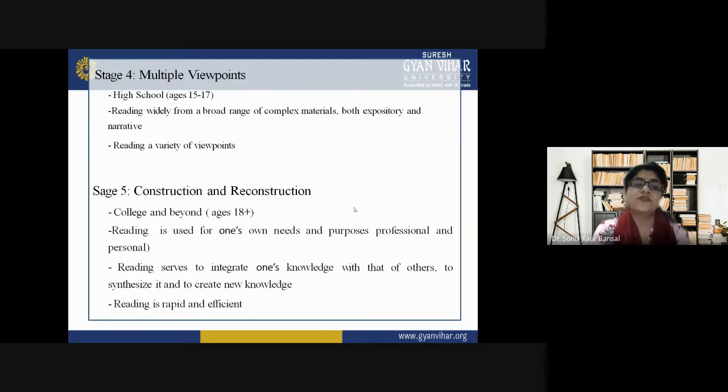Then stage 5 involves construction and reconstruction. This is college and beyond age, so ages 18 plus. Reading is used for one's own needs and purposes, professional and personal. Reading serves to integrate one's knowledge with that of others, to synthesize it and to create new knowledge. Reading is rapid and efficient. So this is how it is constructed and reconstructed.